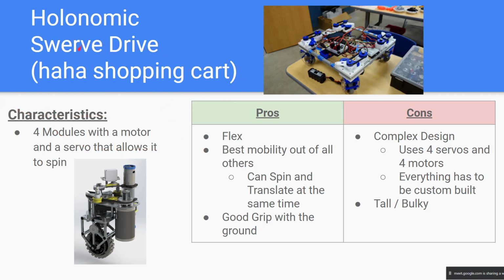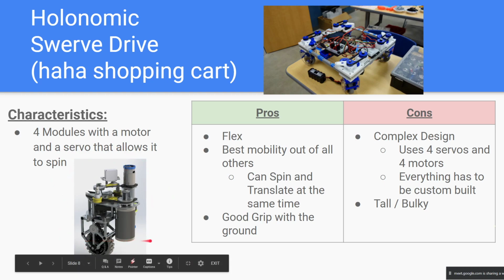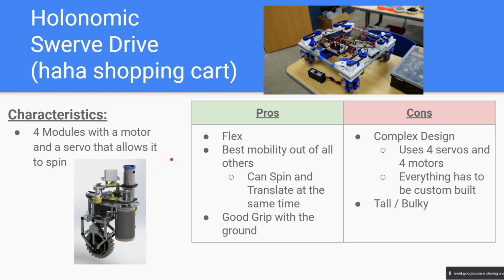Basically, the way a Swerve Drive works is that the individual wheels themselves spin around. This picture here shows the mechanism. It's actually very complex. At Heritage, none of us has tried to make this. It requires four servos and four motors to make, and you need to be pretty good at designing. Everything on this is custom made. We can't make this purely with Tetrix parts. That's not possible.